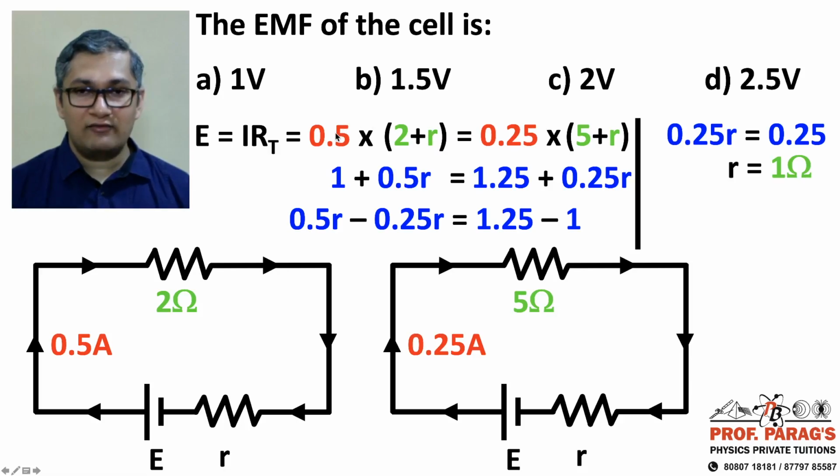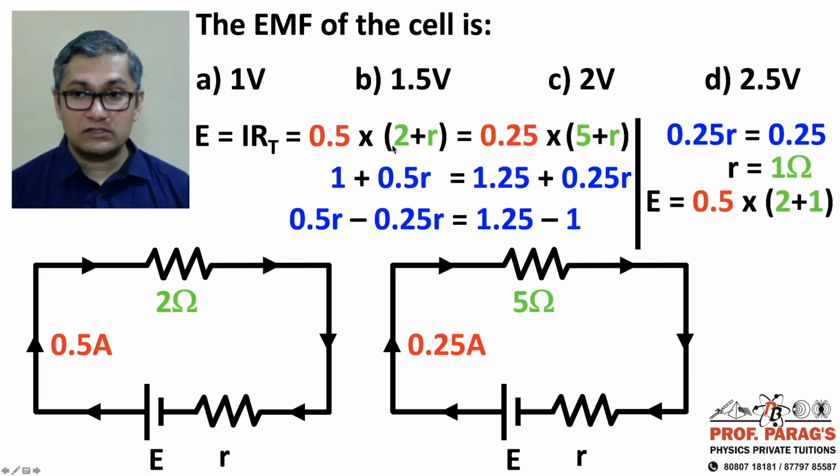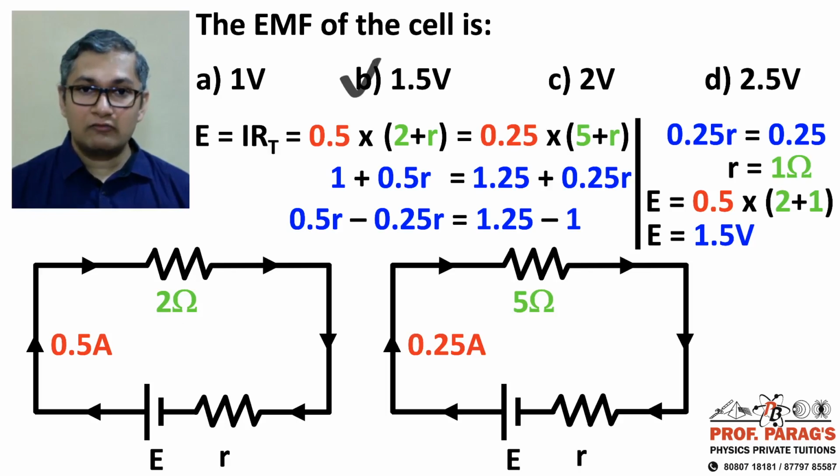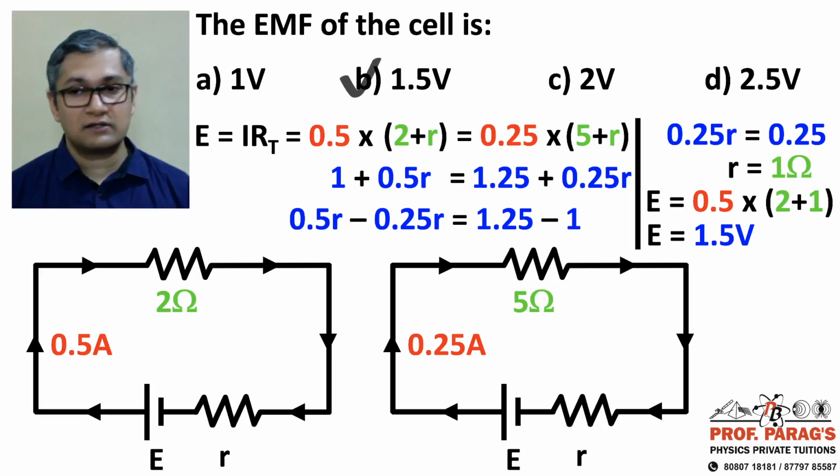What is 3 into half? Half of 3 is 1.5 volts. So that's my answer. But will I get a different answer if I substitute it in the second equation? Let's check. The small r is again 1 ohm, so 5 plus 1 is 6. 6 into 0.25, where 0.25 is 1 by 4, gives 6 by 4, which is 3 by 2, the same 1.5 volts.